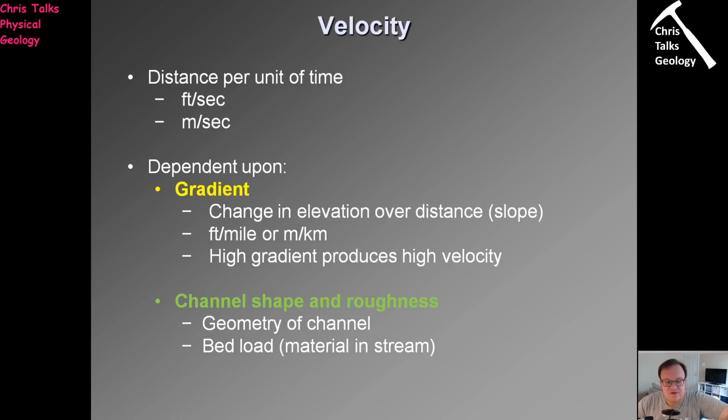Another thing that will also affect velocity is channel shape and roughness. So the geometry of the channel, its morphology, so its shape, and the bed load, the material in the stream, will also affect the river's speed.